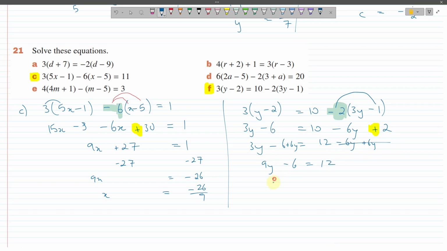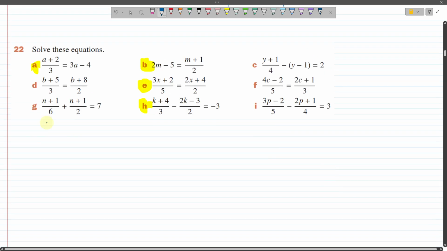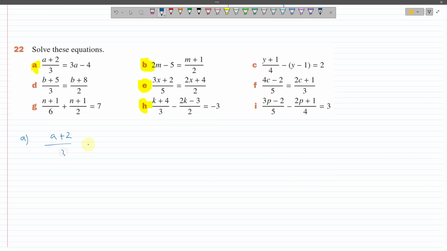Add 6 on both sides. 9y equals 12 plus 6, which is 18. And then divide both sides by 9. 18 divided by 9 is 2. And we're done. Okay, I think this is the last question. Let's have a look over here. We have a plus 2 on 3 is equal to 3a minus 4.